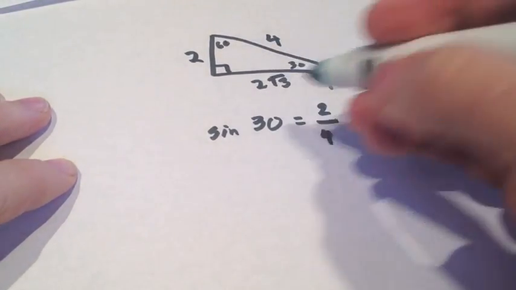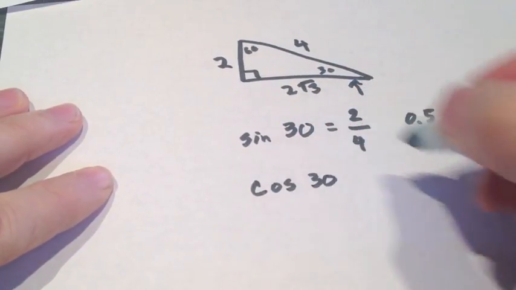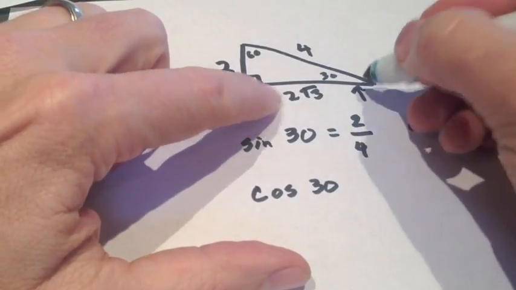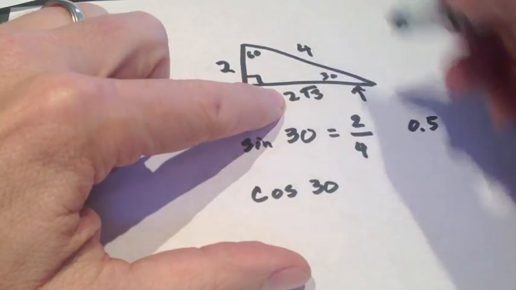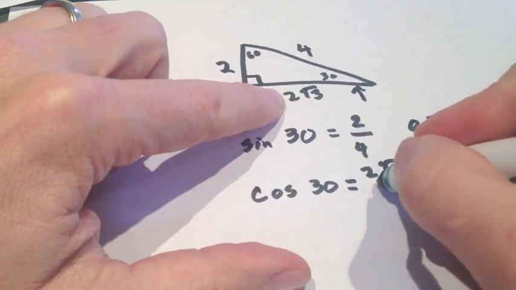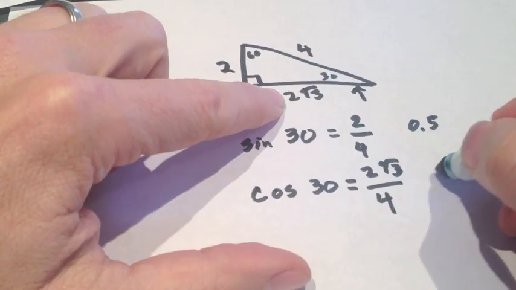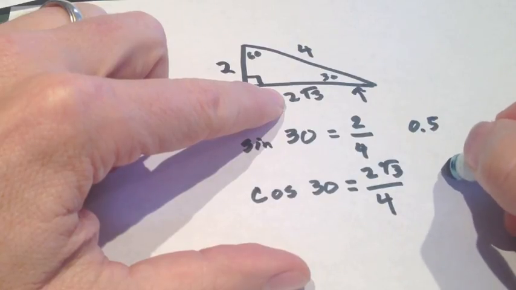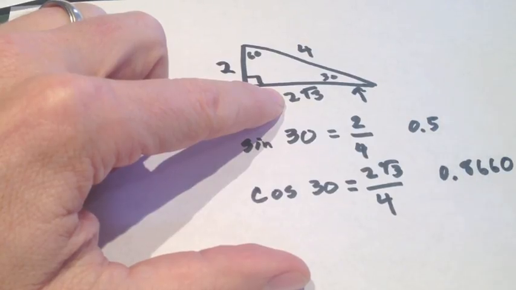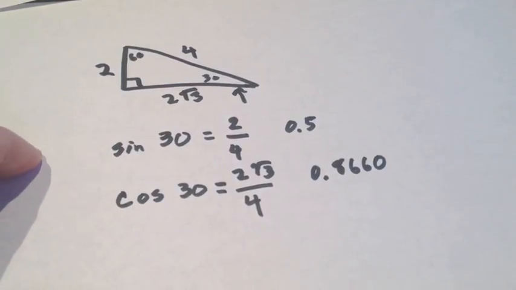All right, so what about cosine? Cosine of 30, well now that's 2 square root of 3 over 4, because that's adjacent, that's the one next to it, that's not the hypotenuse. Okay, hypotenuse is always its own thing. So 2 square root of 3 divided by 4. So that ends up being square root of 3 over 2, or when you do it as a decimal, it's about 0.8660. Normally in a trig table, they'll stop at 4 digits. Your calculator will go beyond that.